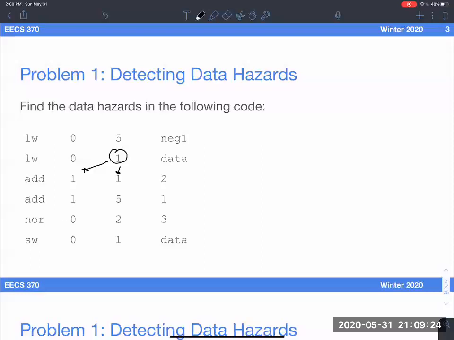And then here in add 1 5 1, we have a read of register 1 only 1 instruction after the write. That's still going to be a problem because register 1 is still not the correct value until we get to this point here. So those are going to be our 3 dependencies for register 1. Next, we have add 1 1 2. You can see here that we write into register 2, and we do a read on the nor, so there's going to be a dependency here. Same thing with the add 1 5 1: we have a read here, a write here to register 1, and a read below.